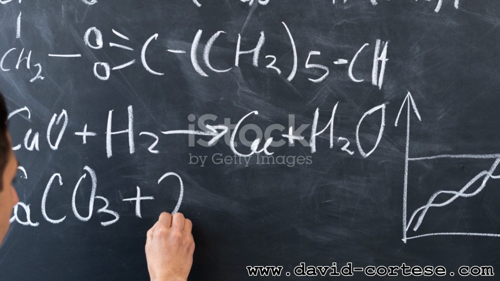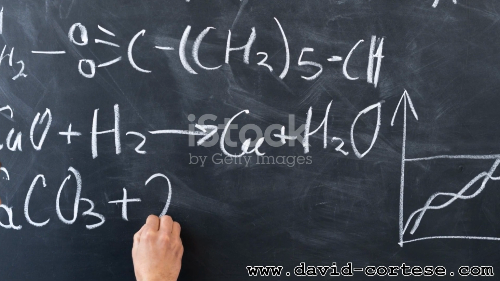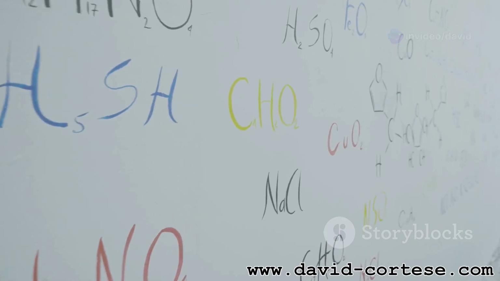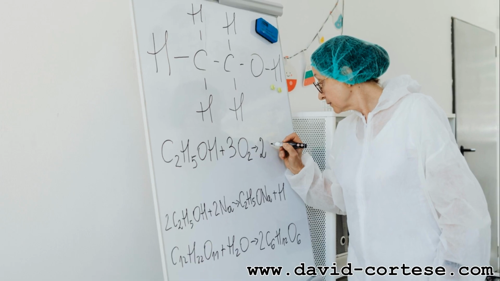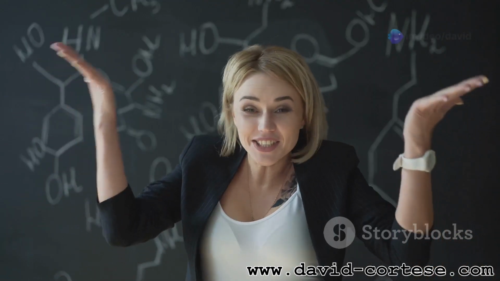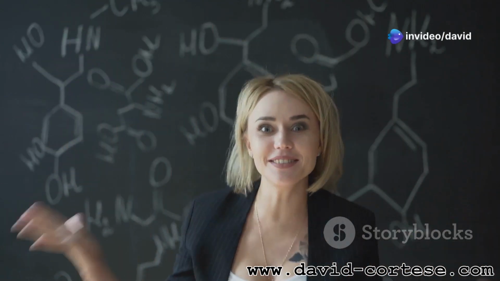Section 6. Working with examples, practice makes perfect. Let's try balancing the equation for the combustion of methane. The unbalanced equation is CH4 plus O2 yields CO2 plus H2O. First, let's count the atoms. On the reactant side we have 1 carbon, 4 hydrogen and 2 oxygen atoms. On the product side we have 1 carbon, 2 hydrogen and 3 oxygen atoms.